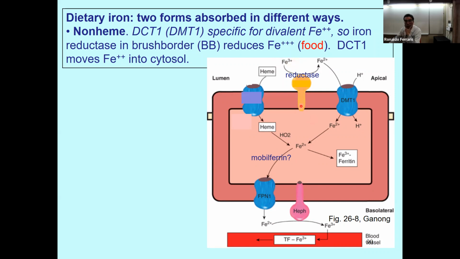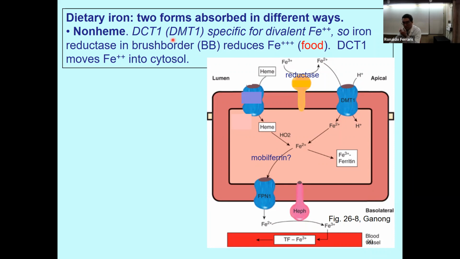However, our body, and especially the intestinal cell, doesn't like trivalent iron. It's too reactive. So it reduces trivalent iron with this iron reductase that's found in the apical membrane. And so iron reductase reduces it to divalent iron, and divalent iron is absorbed by DMT1 in a proton-dependent process. So divalent iron enters via DMT1.